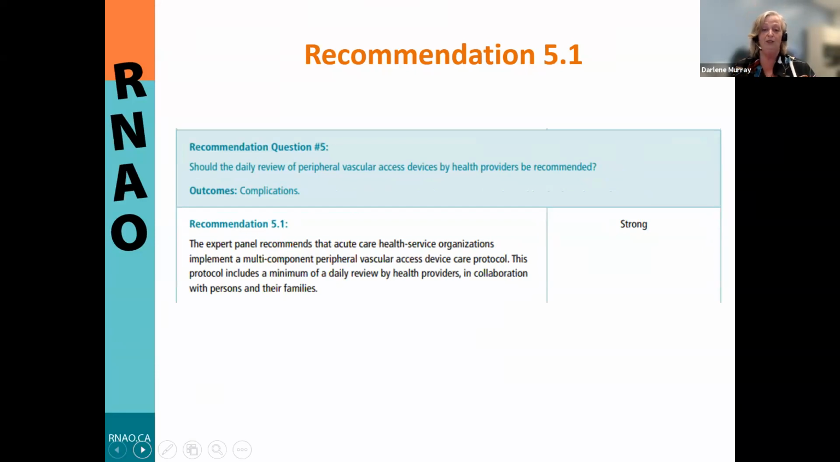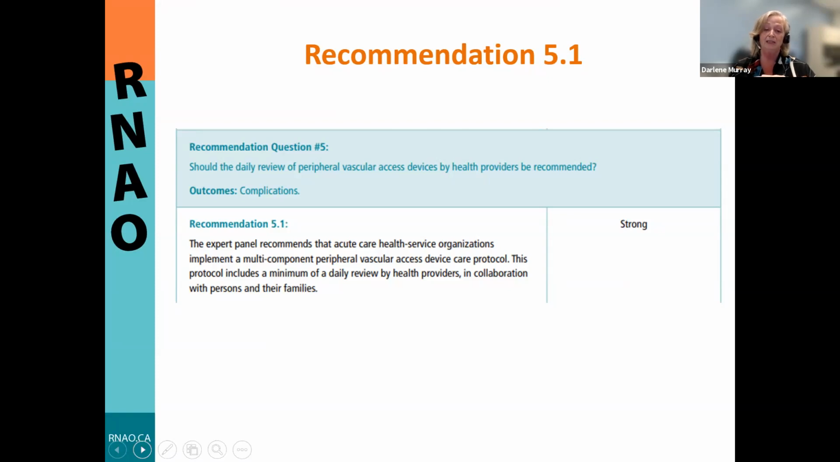Recommendation 5.1 reads the expert panel recommends that acute care health service organizations implement a multi-component peripheral vascular access device, or PVAD, care protocol. A multi-component care protocol is a group of evidence-based interventions that can ensure a delivery of standardized method of care. Many of you may be more familiar with this as a care bundle.